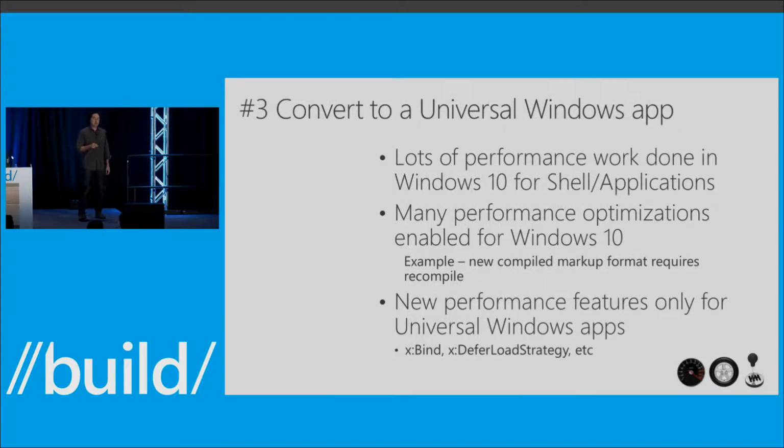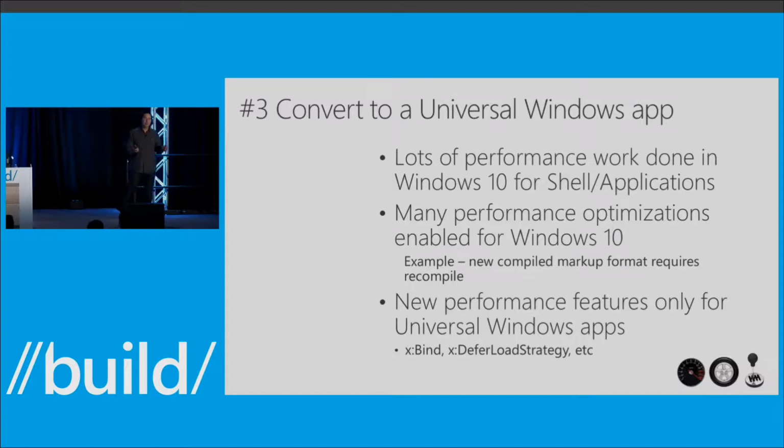Guideline number 3, convert to a Universal Windows app. Why? In this release, my team has done a lot of work to optimize XAML to meet the performance needs of the shell and all the inbox applications. And a lot of our optimizations are only enabled for Windows 10.